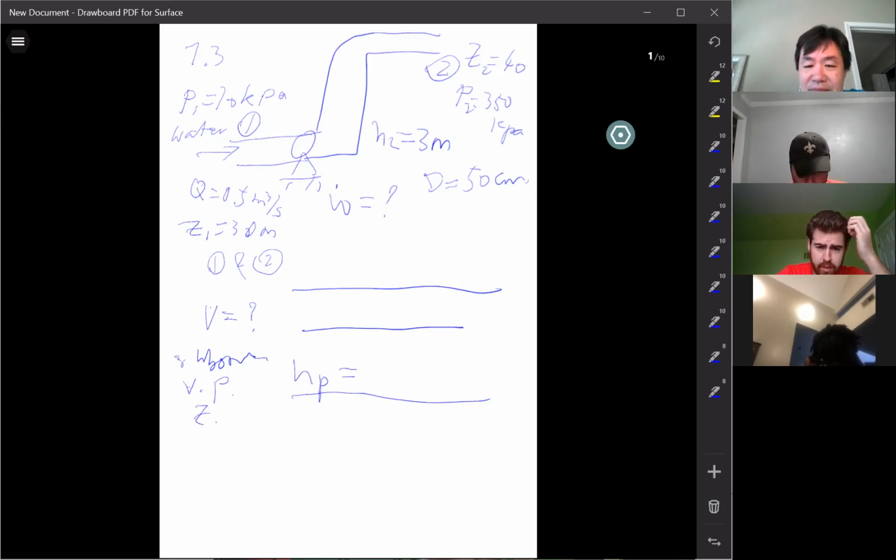So that diameter is constant? Yeah, it's constant. Okay. 50 centimeters all the way through.